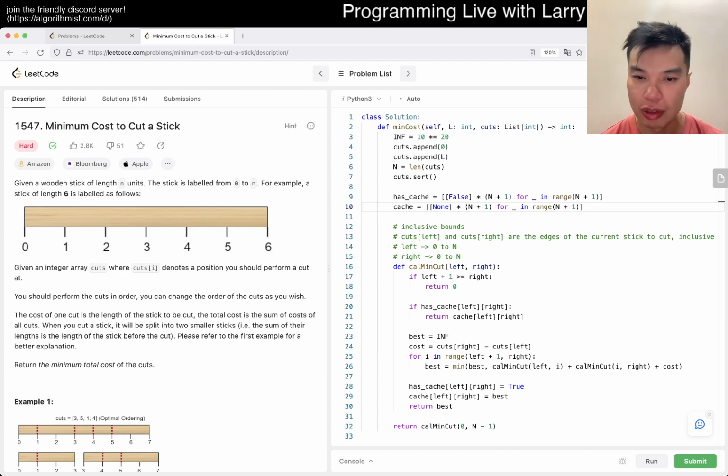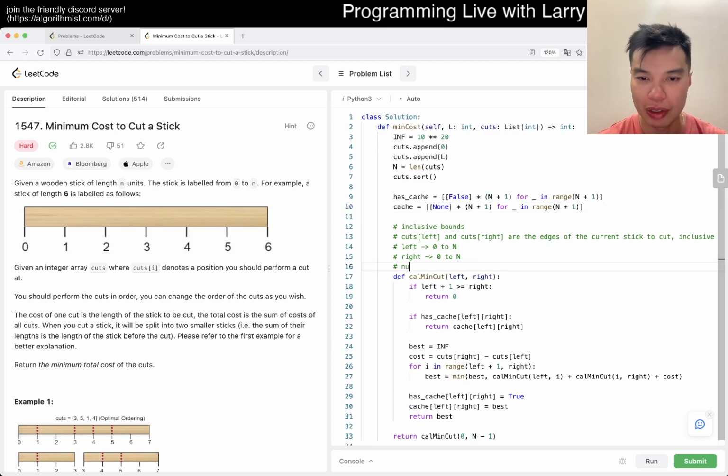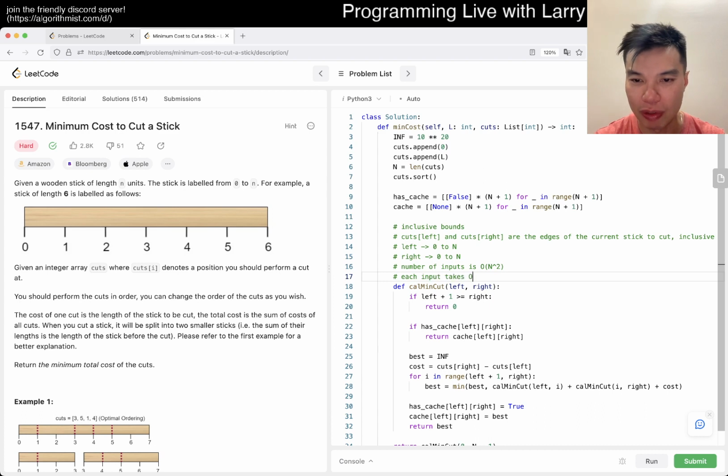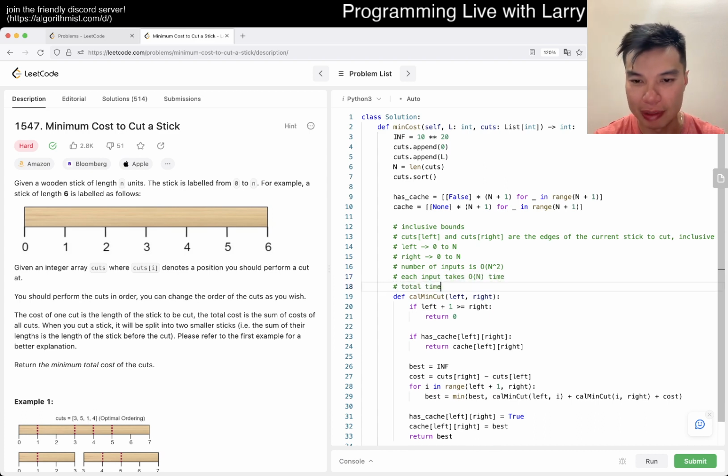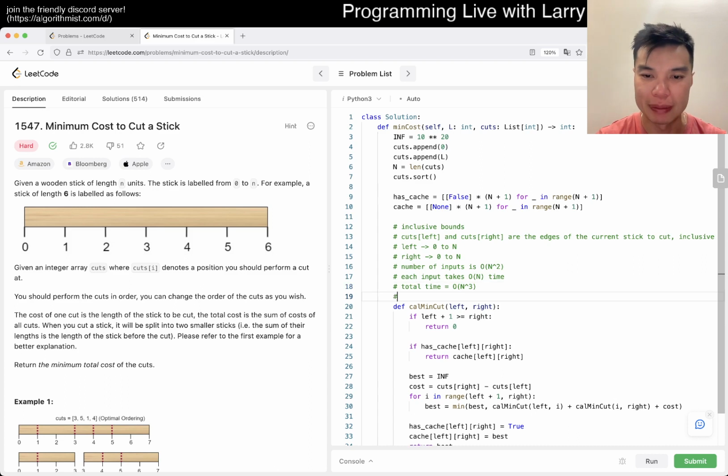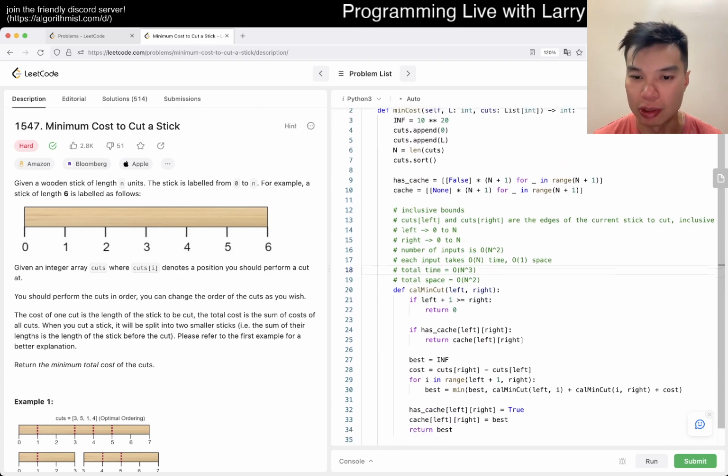So what's the complexity here, right? The number of inputs is 0 to n squared, right? Each input takes O of n time, so total time is O of n cubed, and total space is O of n squared, because each input takes O of 1 space. There's also an n log n component, but obviously it gets dominated by n cubed, so that's going to be the complexity ultimately.